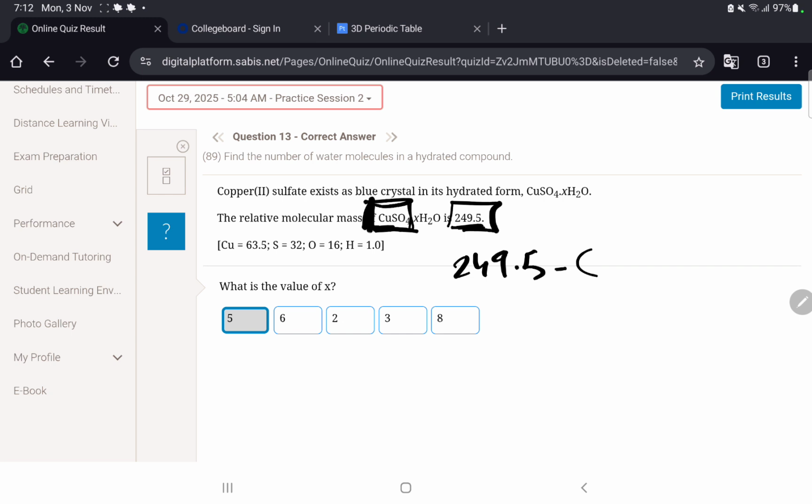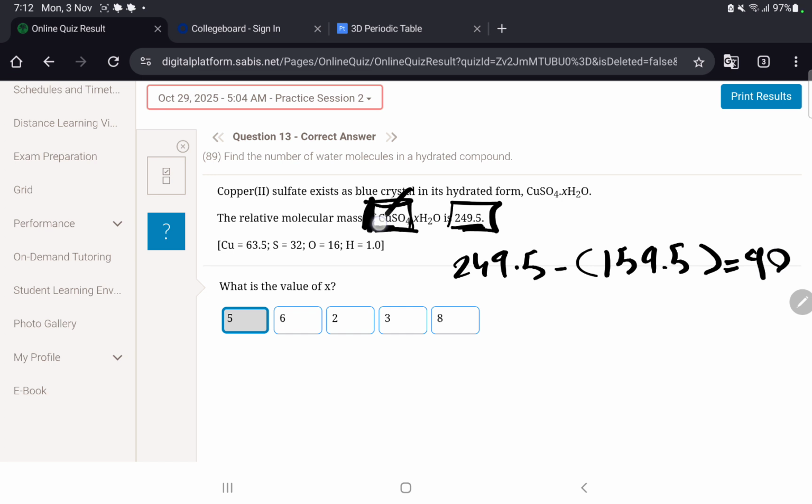Get your calculator out. 63.5, plus the 32, plus 4 times 16. That's 159.5. Now if we subtract it from 249.5, we will get 90.